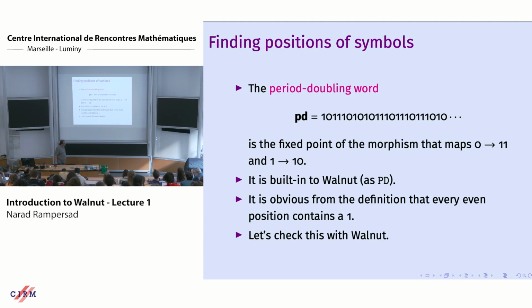Okay, here's another 2-automatic sequence. This one is called the period doubling word, and it is generated by iterating this morphism: 0 maps to 1, 1, 1 maps to 1, 0, starting with 1. So 1 goes to 1, 0, then 1, 0 goes to 1, 0, 1, 1, and so on. You can see from the morphism definition, since the first letter of this image is a 1, the first letter of this image is a 1, that there'll be a 1 in every even position. That's pretty obvious from the morphism.